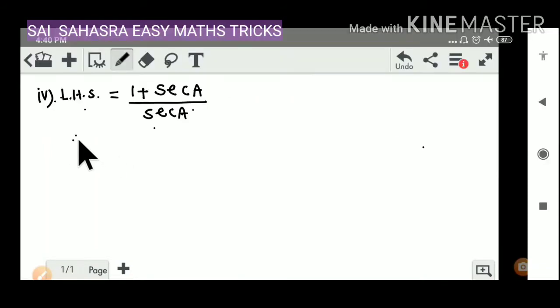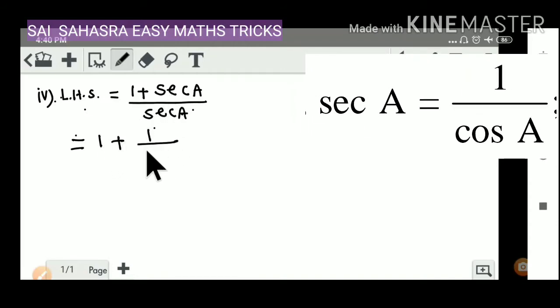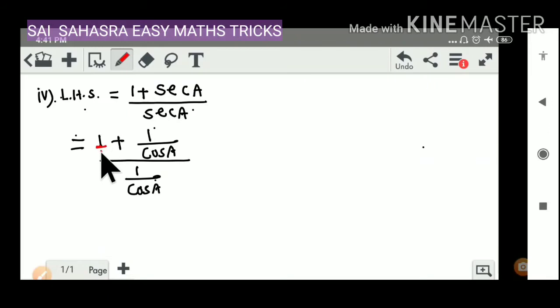a can be written as 1 as it is we are writing, plus secant a can be written as 1 by cos a, overall divided by this secant a, also we can write it as 1 by cos a. Next, fraction here there is no fraction. By keeping 1 as denominator you can convert it as fraction.